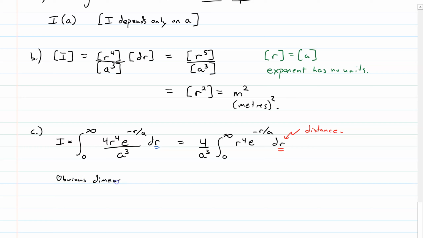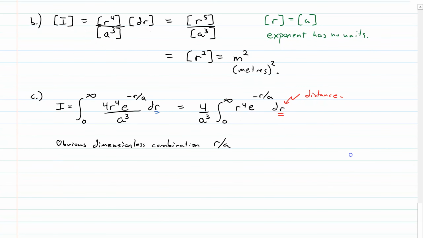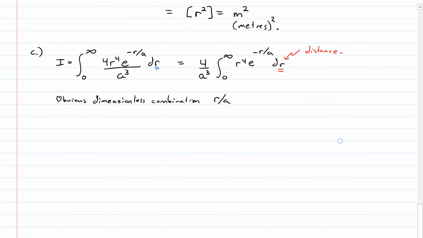dimensionless combination is r divided by a. Right? I know that r and a have the same units because they're in the exponent together. And that means that r over a has no units. So let me make that my dimensionless variable. Let me call it u. So we'll say u is going to be equal to r over a. And du is going to be equal to dr over a.